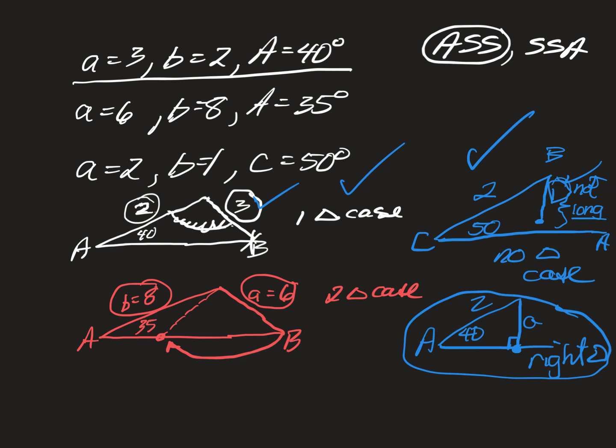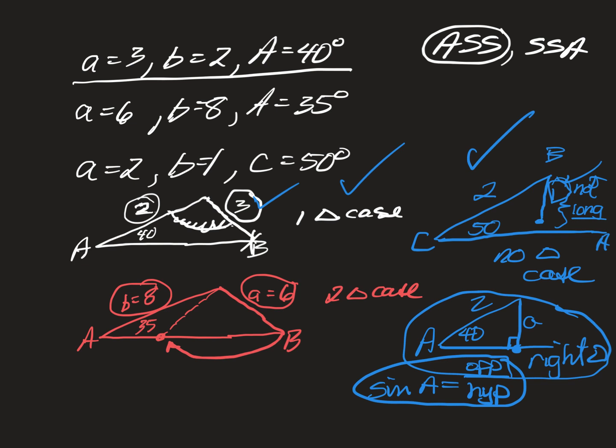So what would the test be? Well, we know the sine of 40 would equal A over 2. So if the sine of the given angle is equal to the opposite over the hypotenuse, if this is true, okay, then we have a right triangle.